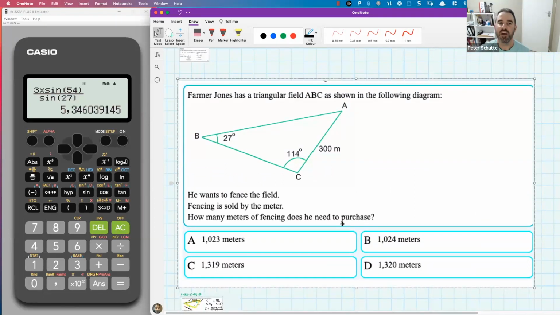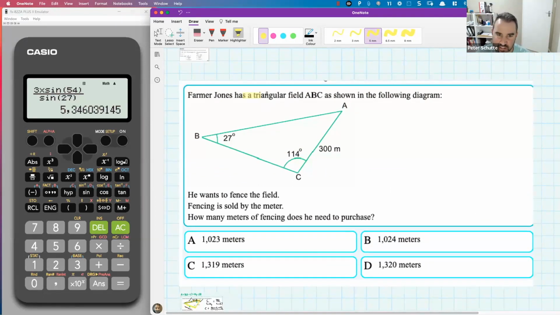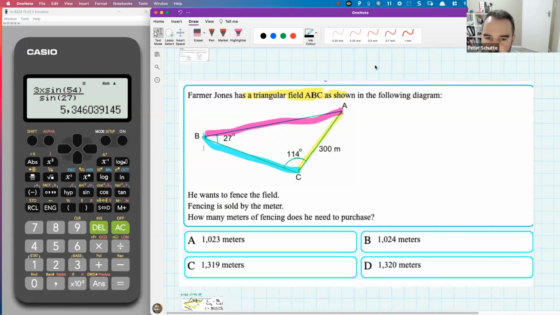So Farmer Jones has a triangular field ABC. He wants to fence the field. Fencing is sold by the meter. How many meters of fencing does he need to purchase? Now, what this is saying is you need to find the length around the whole triangle. Who has some suggestions about where we need to start? You can put them in the chat. We have to decide which of the 4 options are correct. You have the sine rule to help you. Where do you think we should start by figuring out?